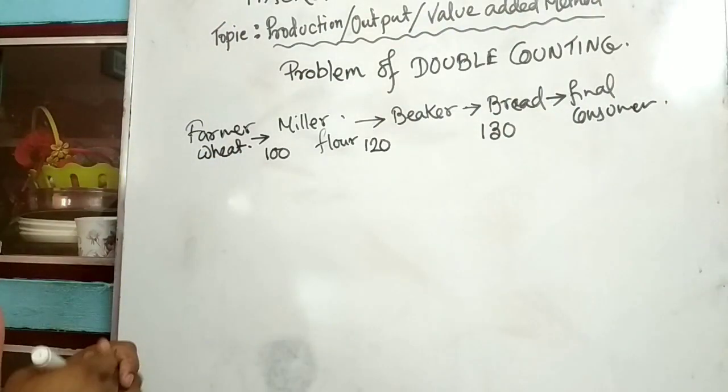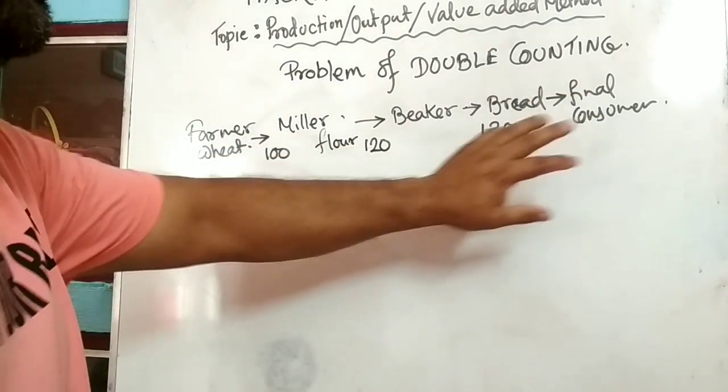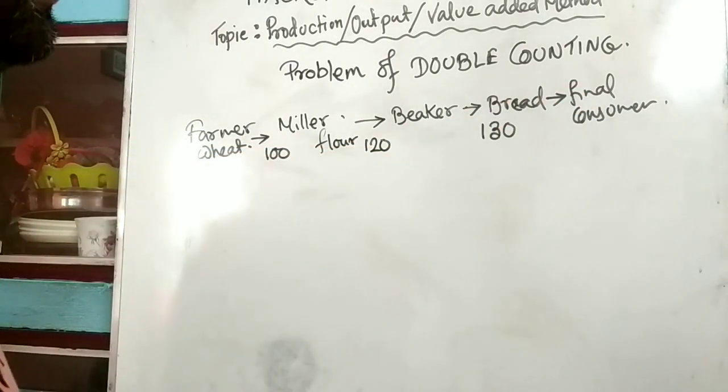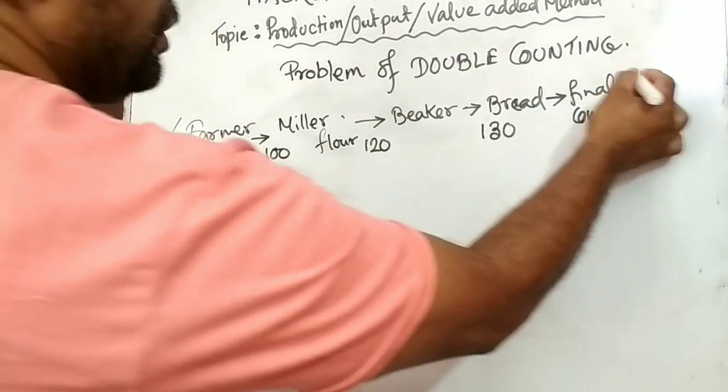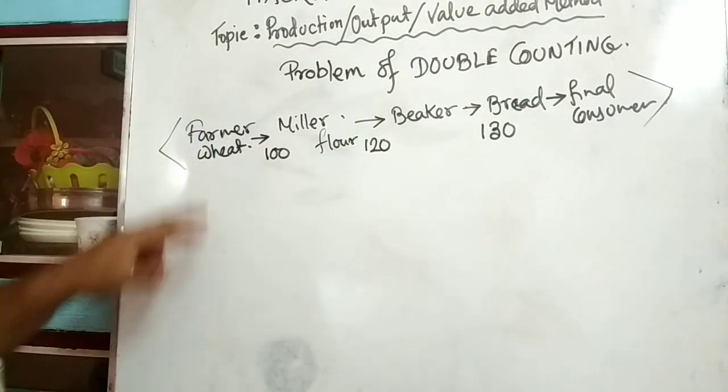Final consumer means after that it will be consumed directly. No more goods will be produced from this bread. Okay, suppose the production process stops here. It starts from here and stops here. So 4 steps are there.